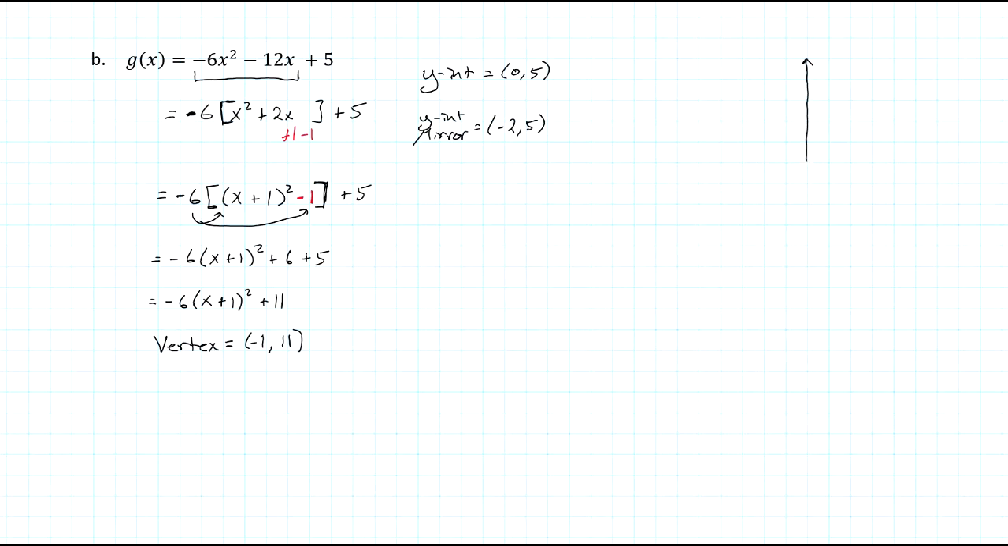Vertex is at 11, so pretty high up. It's just to the left of the y-axis. Y-intercept's at 5. So this is downward facing. Let's give ourselves just a little bit of really low.